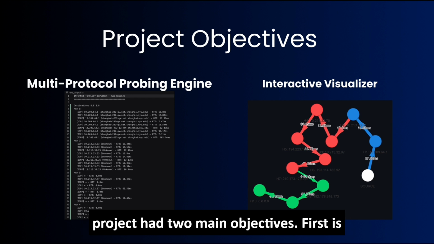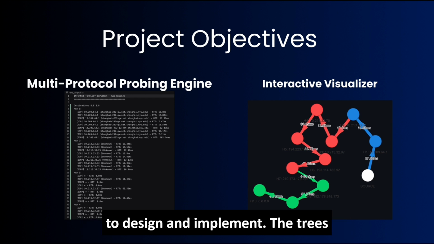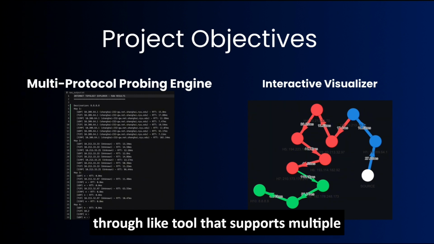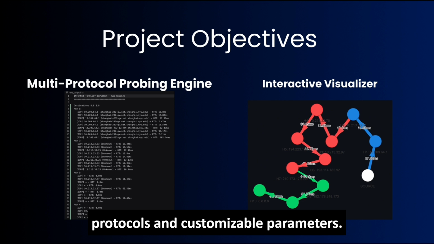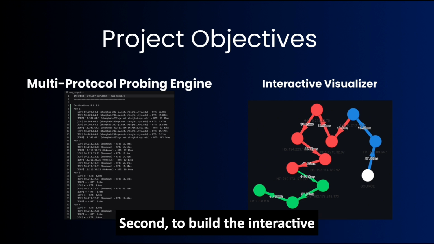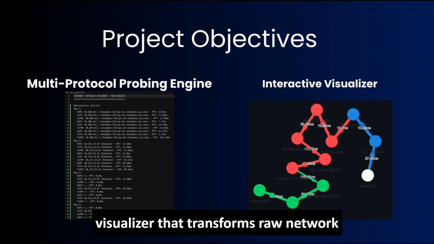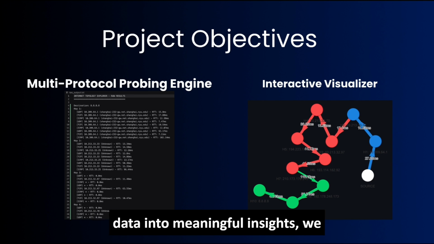Our project had two main objectives. First is to design and implement a traceroute-like tool that supports multiple protocols and customizable parameters. Second, to build an interactive visualizer that transforms raw network data into meaningful insights.